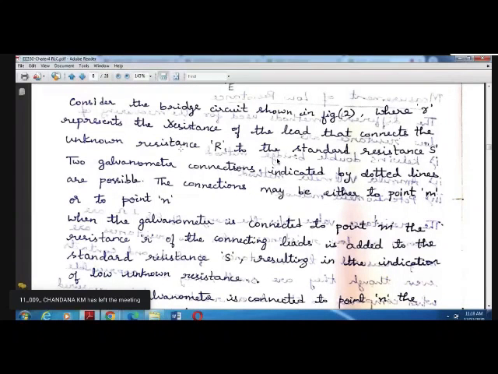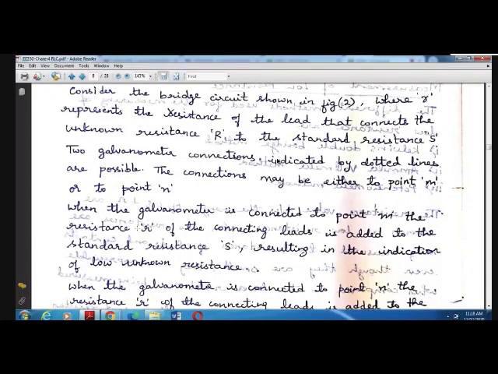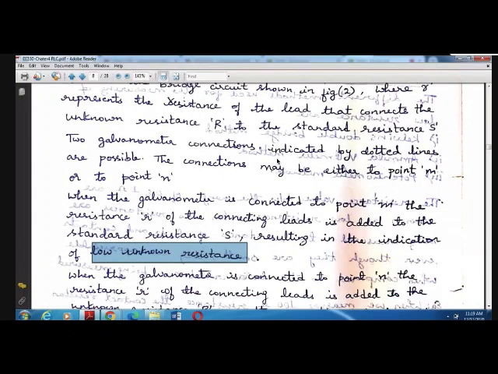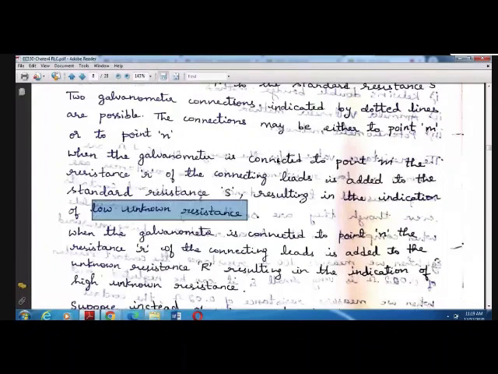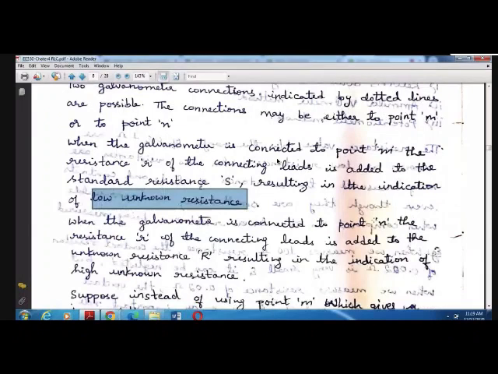Yes, ma'am. Okay, so it will be added. So listen here. When the galvanometer point is connected to point M, what happened? The resistance R will be added to the standard resistance, resulting in the indication of a very low resistance. It's going to indicate the standard resistance value will have a very low value. Okay, but when it is connected to point N, what happens here?